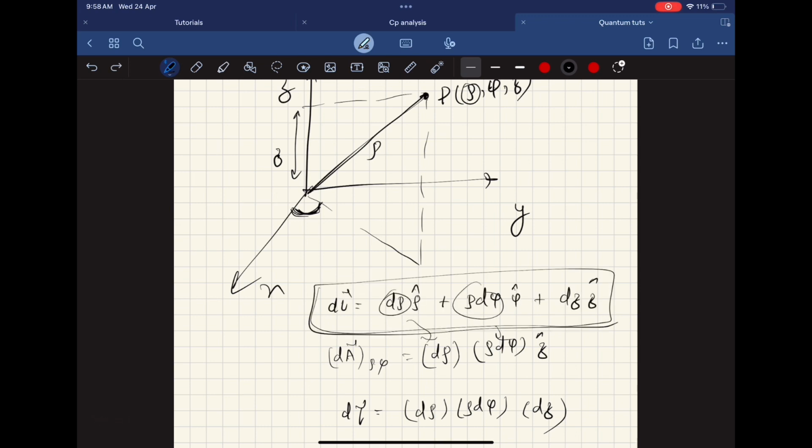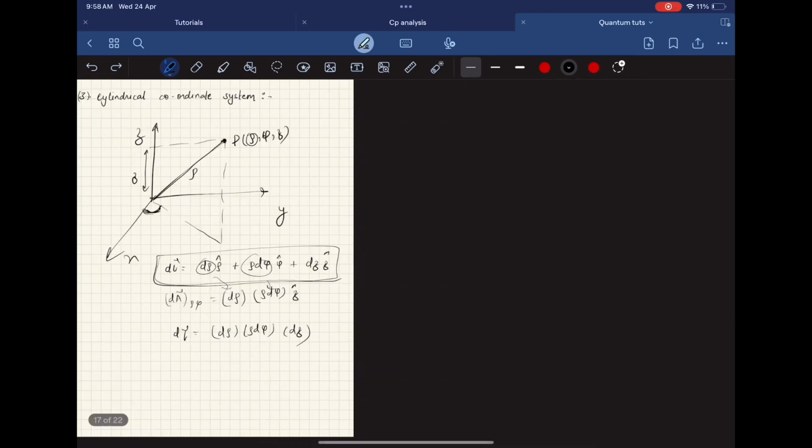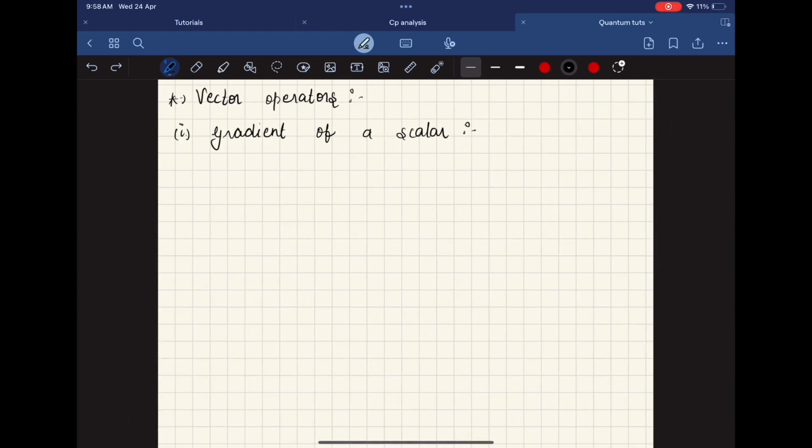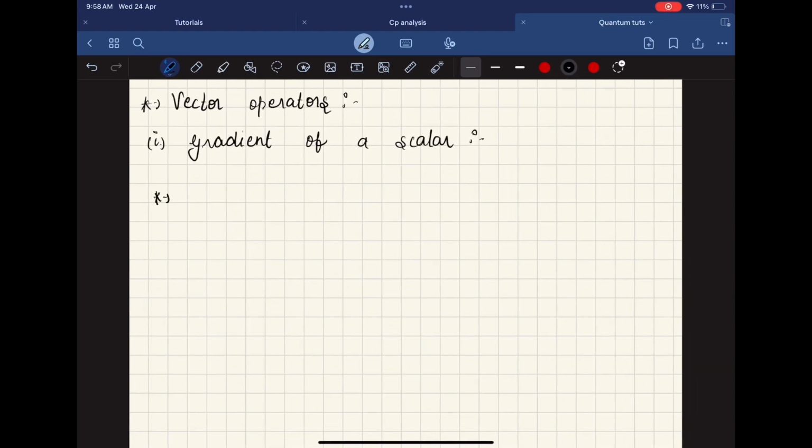Now let's move to the next section, that is vector operators. First let's see what the gradient of a scalar is. First, let's see in Cartesian coordinates how to calculate the gradient. In Cartesian coordinates it is very simple. Del s equals del s by del x x-cap plus del s by del y y-cap plus del s by del z z-cap.